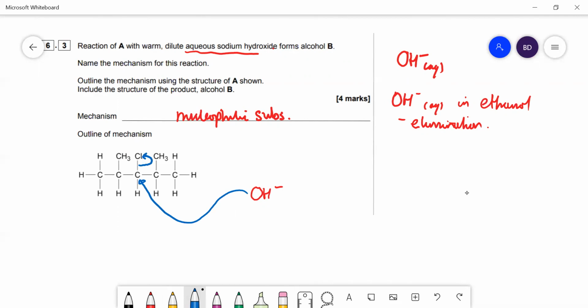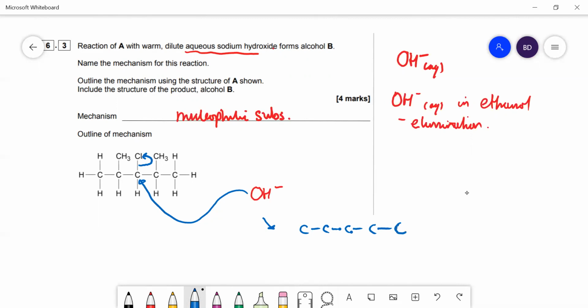So that's the mechanism, and we just need to draw the product. I'm not going to draw out the whole product. I'll just draw. So it's going to be 5 carbons long, not 6 like I've drawn. Okay.